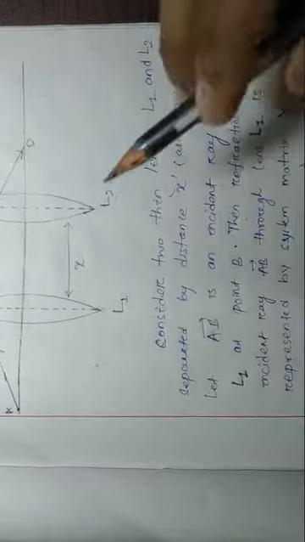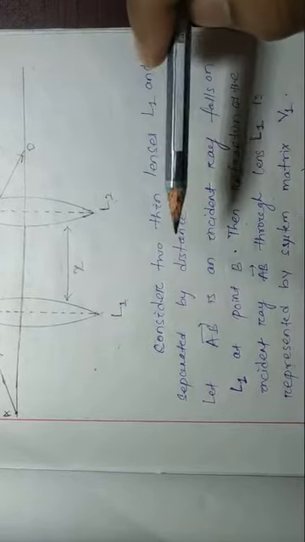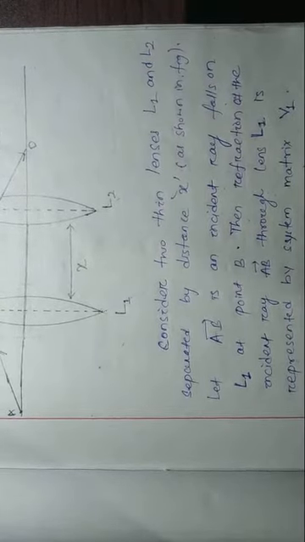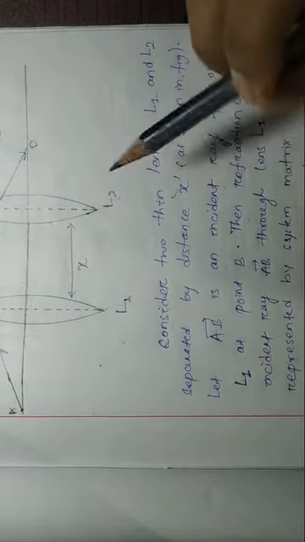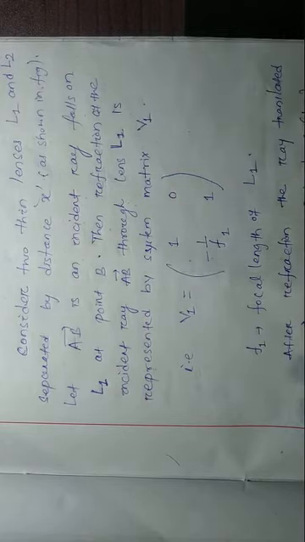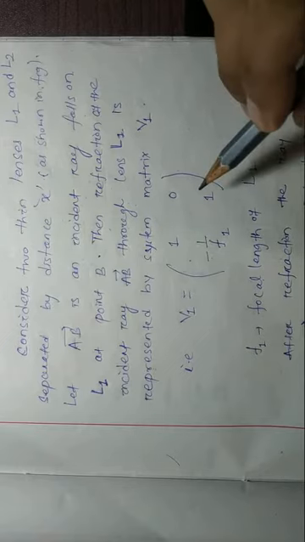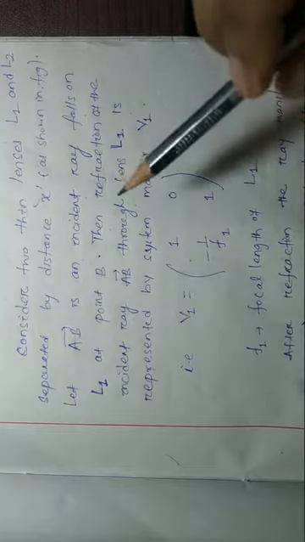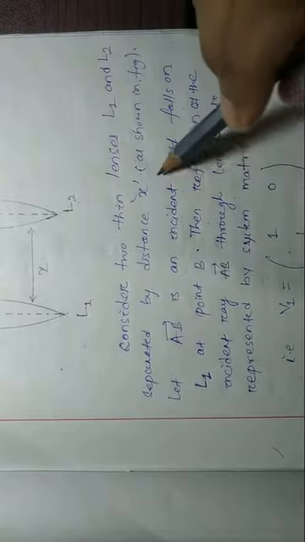So how are we going to find it out? It is a derivation for you. It is simple, because for all the equations that we have previously found, we only have to use those equations or terms to study this. Okay, consider two thin lenses L1 and L2 separated by a distance x as shown in the figure.